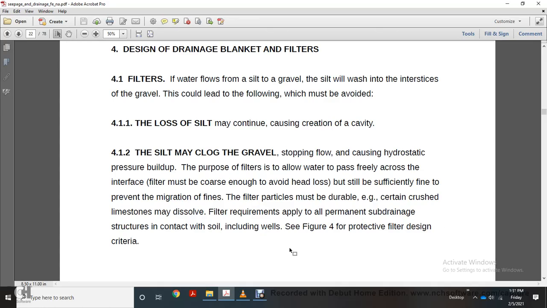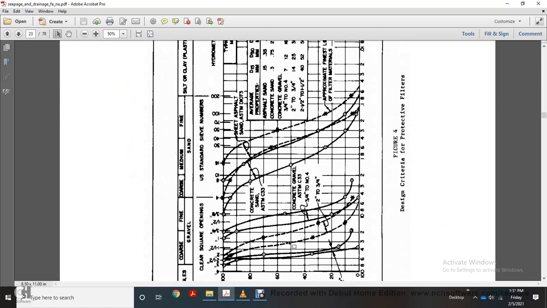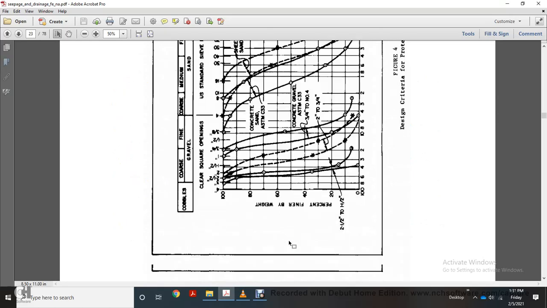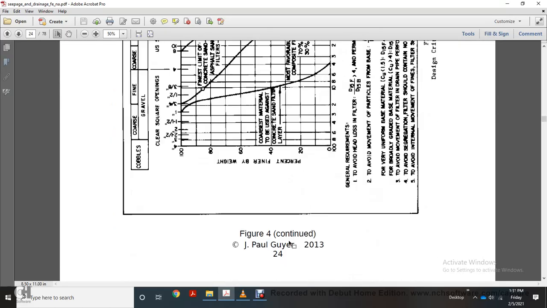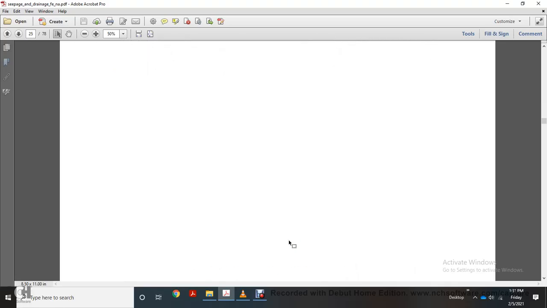See figure 4 with the protective filter design criteria. And then it shows the design criteria for protective filters, and then another one continued.